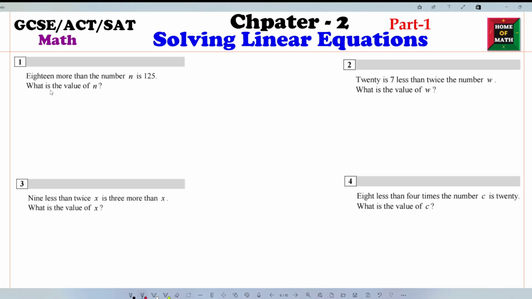Question 1. 18 more than the number n is 125. What is the value of n?